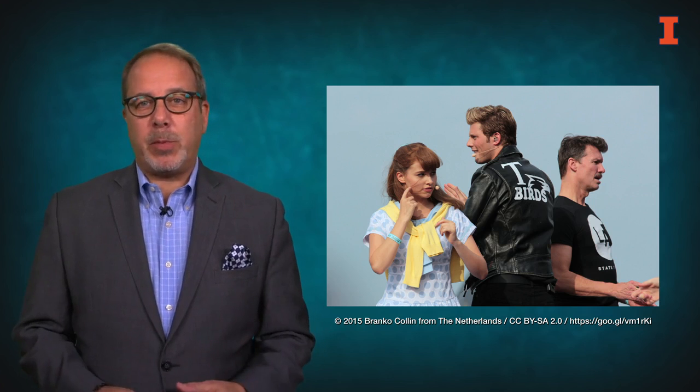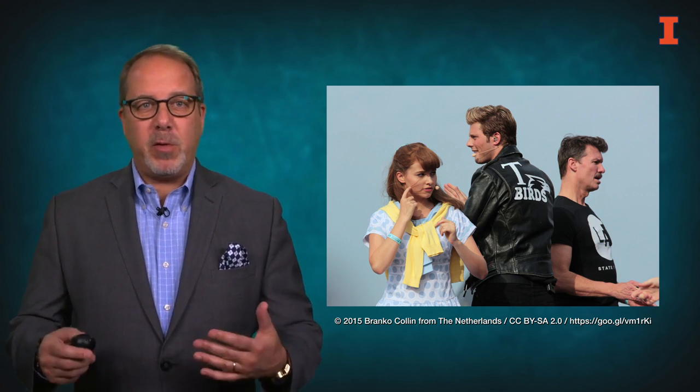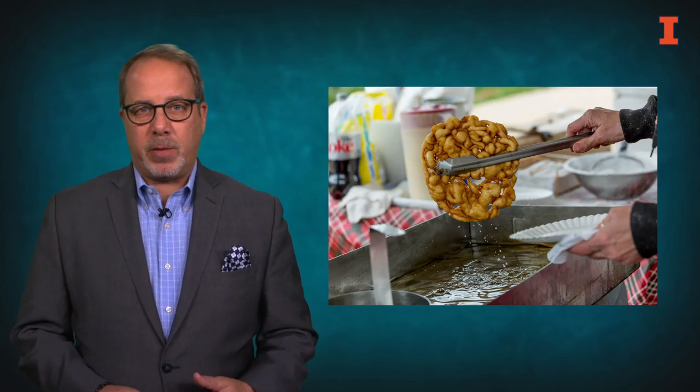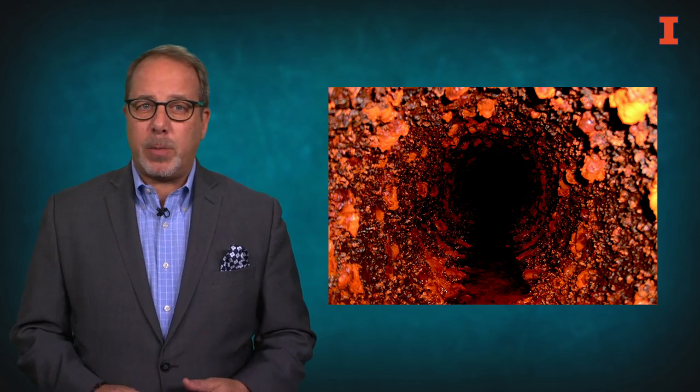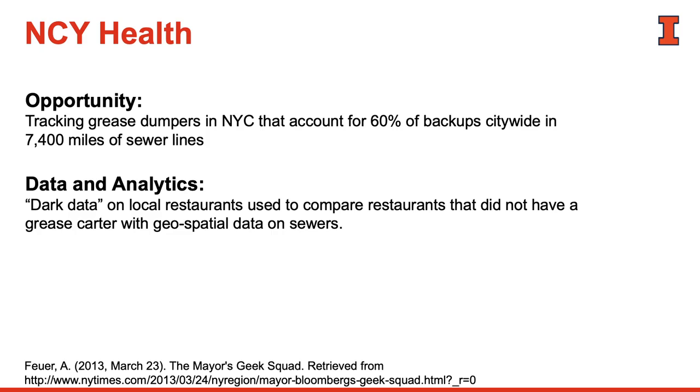In New York, there's a problem with grease. No, not the musical or the movie, but tracking grease dumpers that account for 60% of the backup citywide in 7,400 miles of sewer lines. So the city created a solution that uses data on local restaurants from the city's Business Integrity Commission and licensed data from the Department of Health and Mental Hygiene.